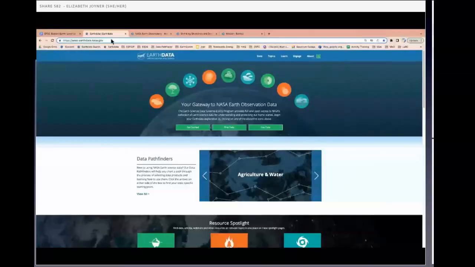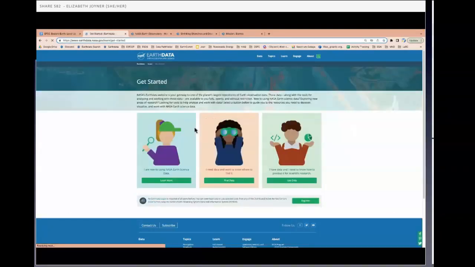All right. So this is our website. It's called Earth Data, Open Access for Open Science. And this is where you will find all things NASA Earth data. We have attempted to break these down into different pathways where you can figure out where you fall in this audience of users of data. Do you need to learn more? Are you ready to find data, or are you ready to use data?